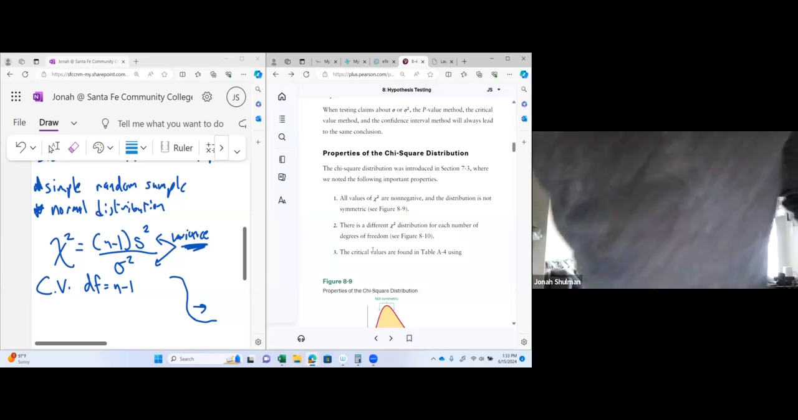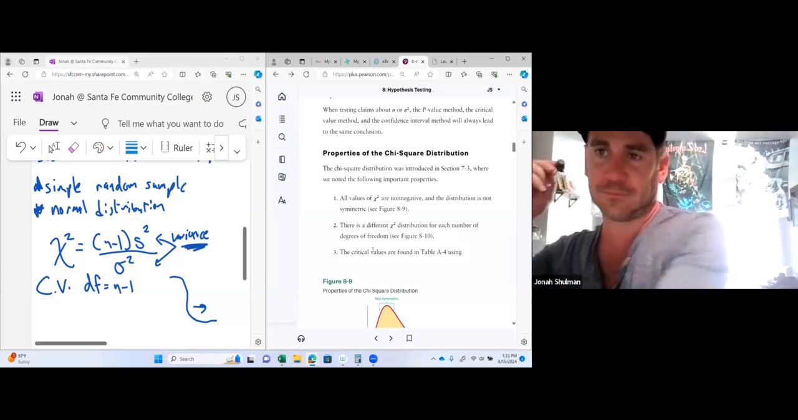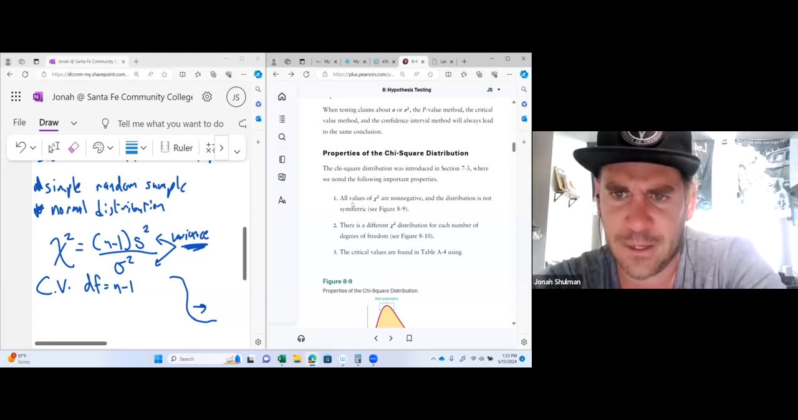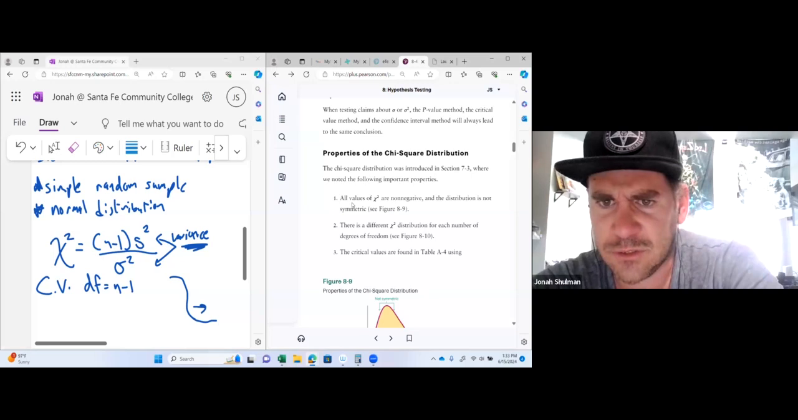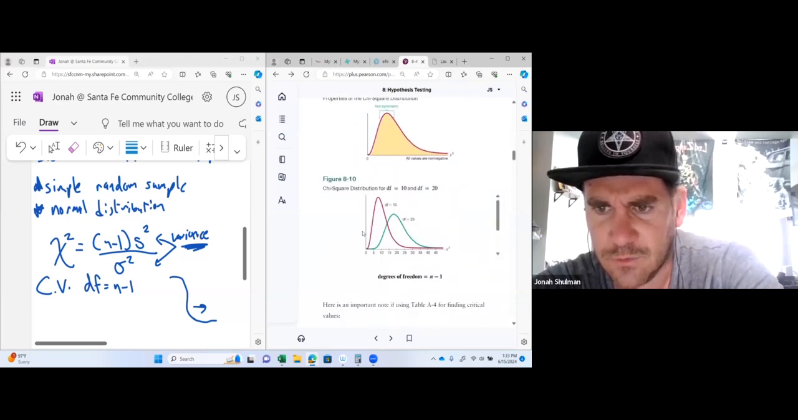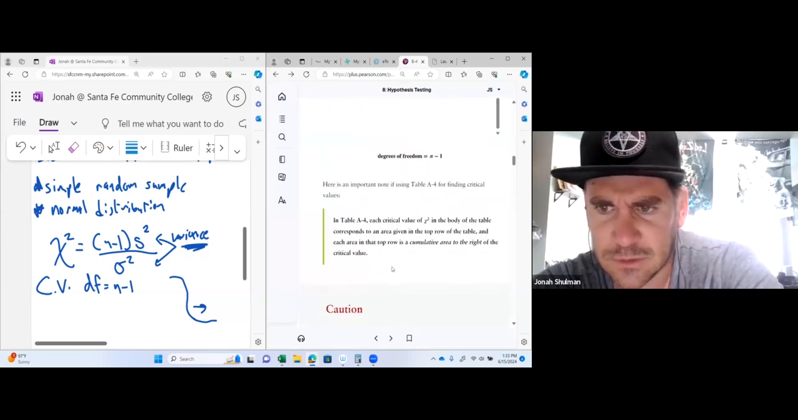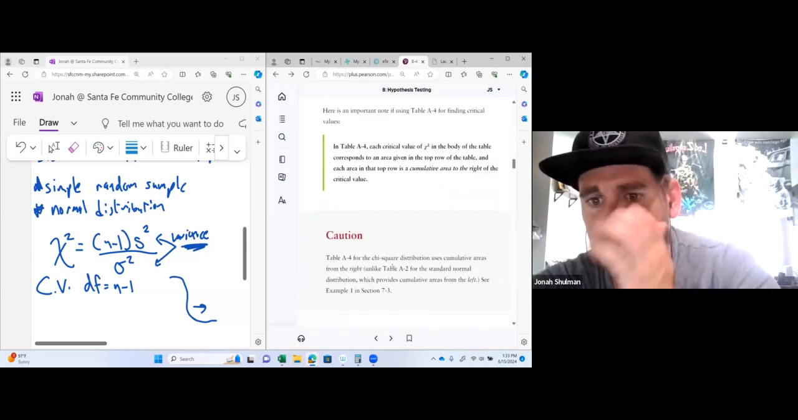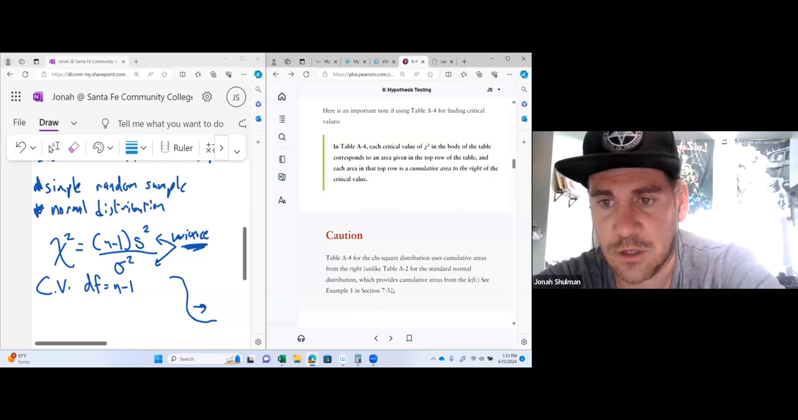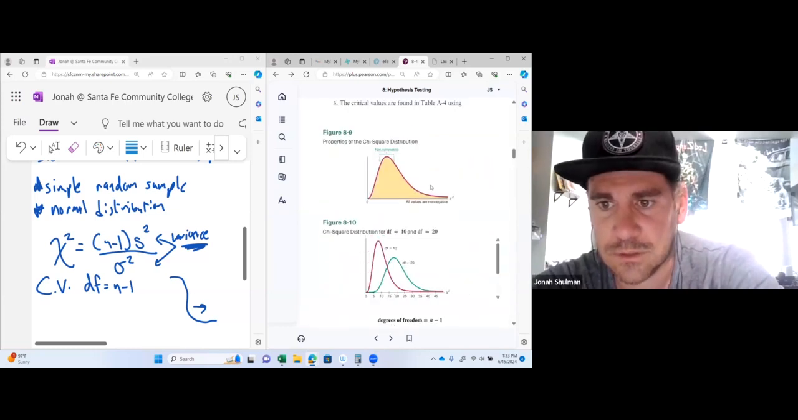All right. Okay, so the chi-square distribution was introduced. We noticed that it is right skewed, or positively skewed. There's one for each degrees of freedom. The critical values are using 8, 4 degrees of freedom, for 10, degrees of freedom are 20. Okay, all that stuff makes sense. Caution: for the chi-square distribution, use cumulative areas from the right, unlike the standard normal, which is from the left. Okay, that makes sense to me.